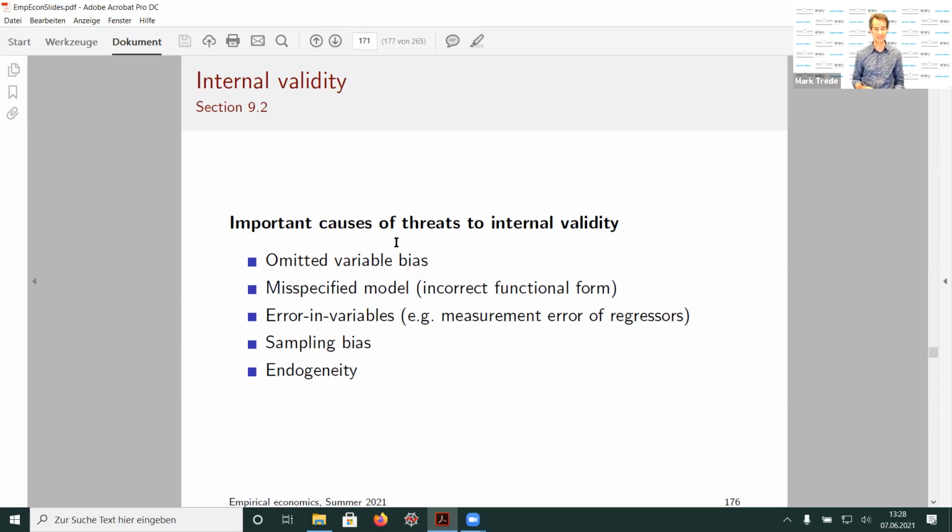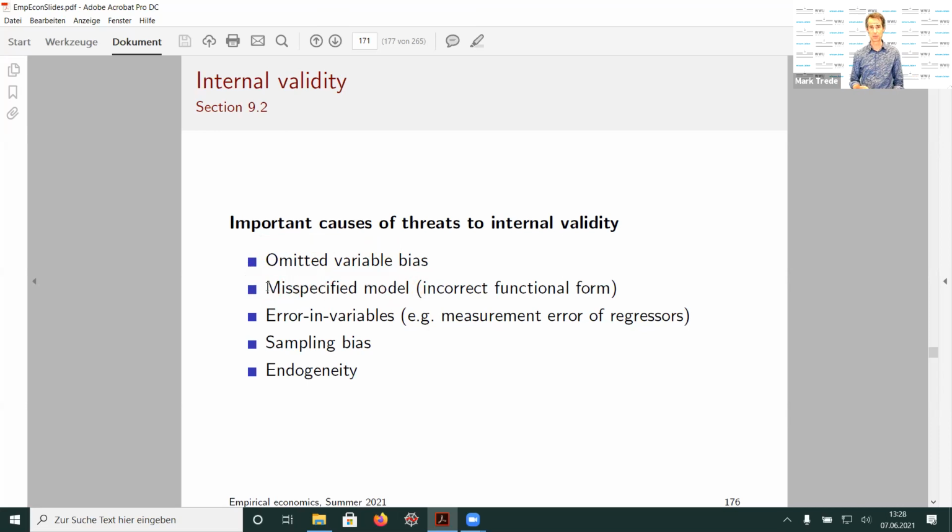And of course, that's a severe problem for policy planning. If you put more resources into hiring teachers and the effect is much smaller than you expected, that's of course a severe problem. Okay, we've already encountered that. I will talk about it a bit more later on.